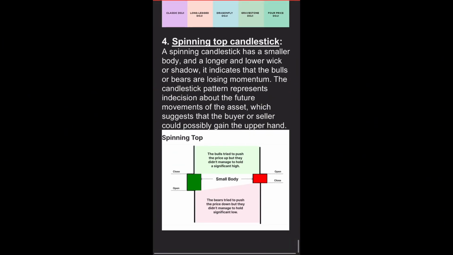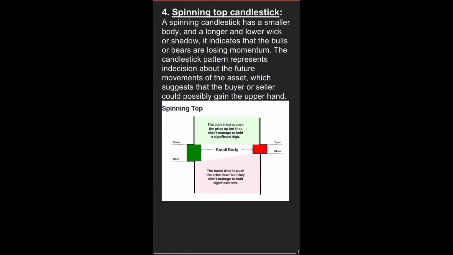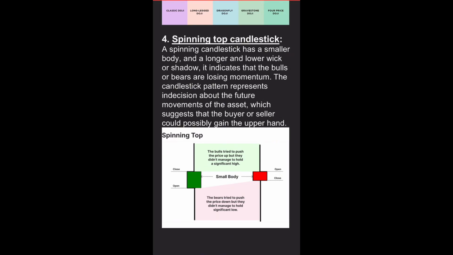Lastly, and the least, the spinning top candlestick. A spinning top candlestick has a small body and a longer lower wick or shadow. It indicates that the bulls or bears are losing momentum. The candlestick pattern represents indecision about the future movement of the asset, which suggests that the buyers or sellers could possibly gain the upper hand. Now, this is the structure of a spinning top. You see where it closes and where it opens for the green candle, and where it opens and closes for the red candle. They have a small body and a very long wick.